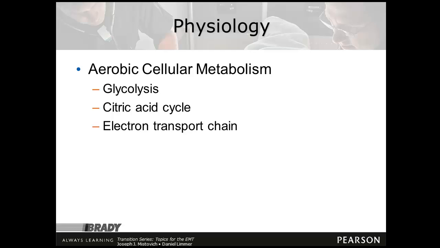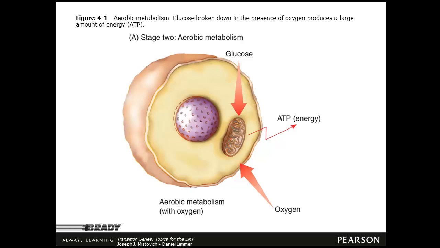ATP, water, and heat are all necessary for normal cell function. Carbon dioxide is passed to the blood and exhaled through the lungs. Here's a slide demonstrating how glucose is carried into the cell, how ATP is produced by the process that we just described using oxygen.